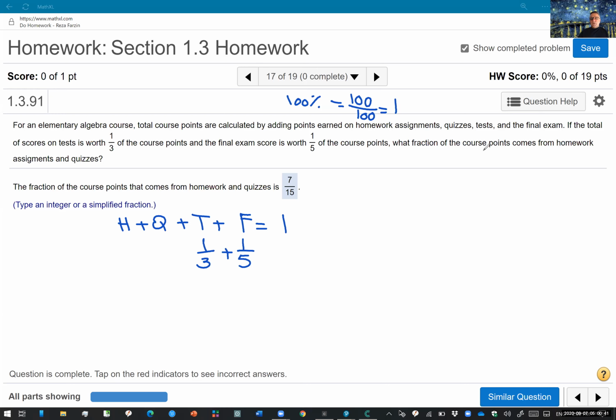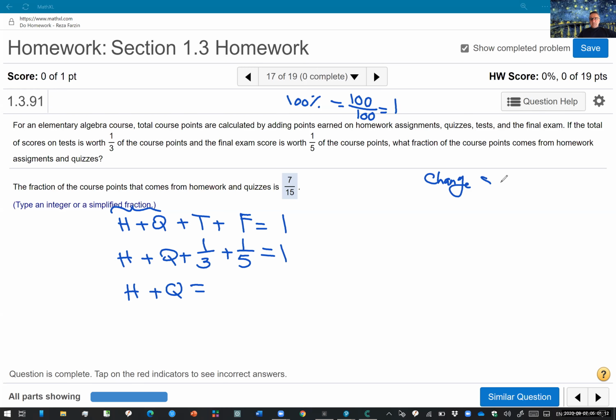They want to know what fraction comes from homework and quizzes. So in other words, these two you leave as is, right? So we're going to just leave this as H plus Q because we don't know what they are. But we do know one thing, that if we want H plus Q, we just need to go ahead and move this to the other side. Remember the old rule which said change sides?